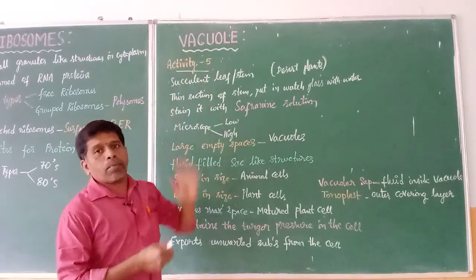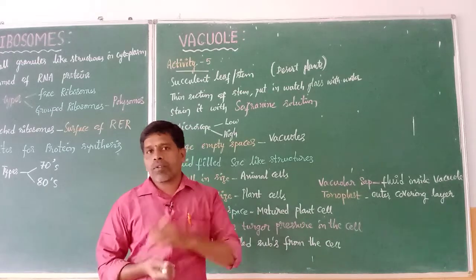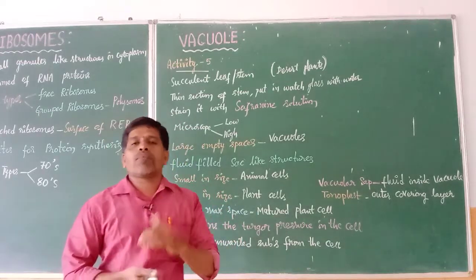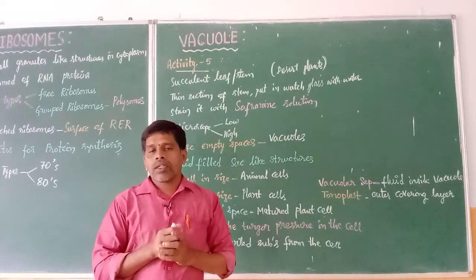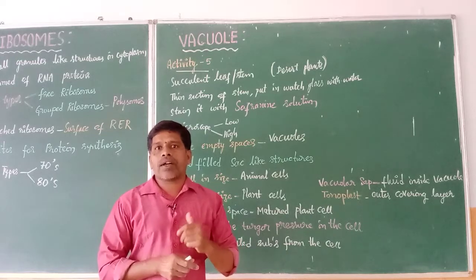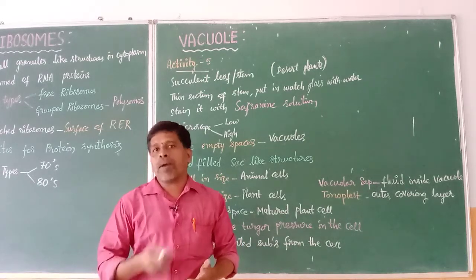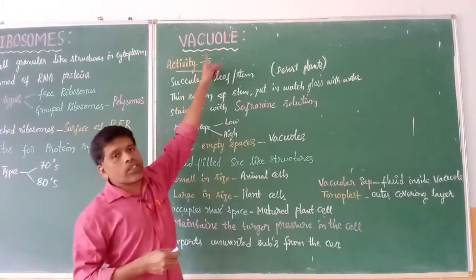This is one of the major differences between plant cells and animal cells. Earlier also we said the most important difference between the plant cell and animal cell is the presence of the cell wall. The outermost covering layer in the plant cell is the cell wall. The outermost covering layer in the animal cell is the cell membrane. So that was one difference. One more difference is this one.